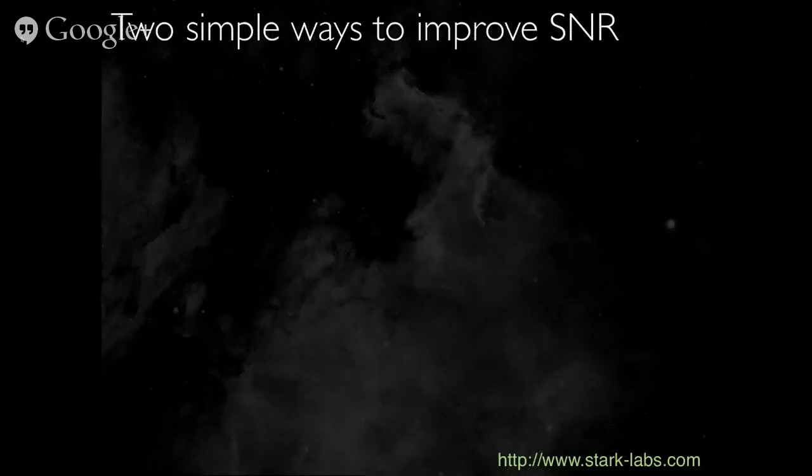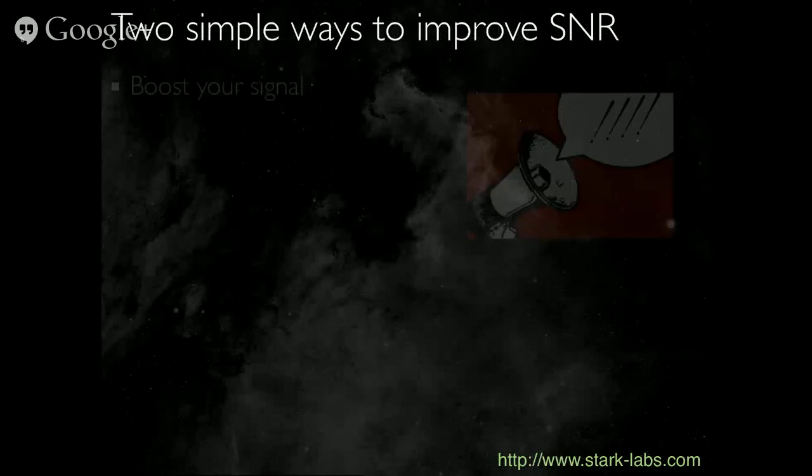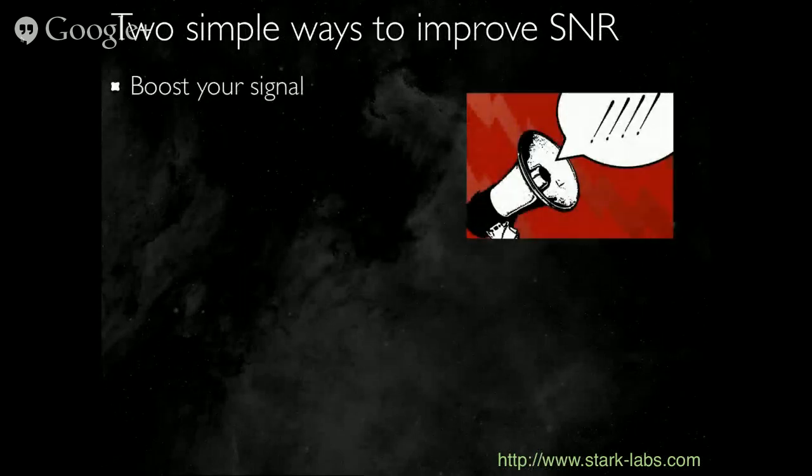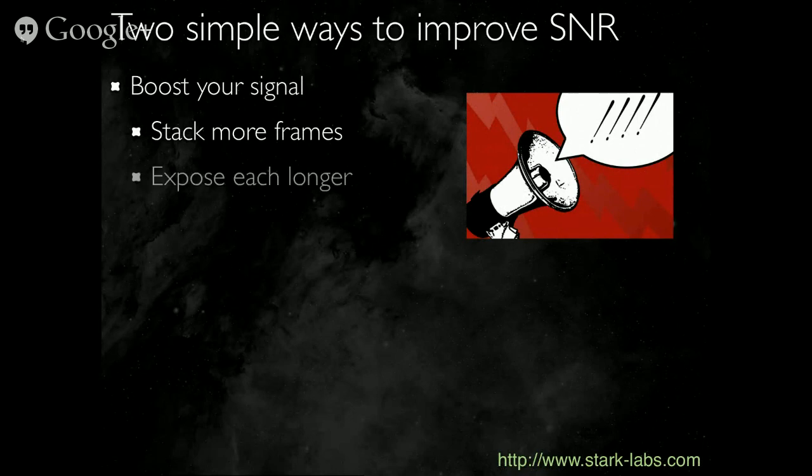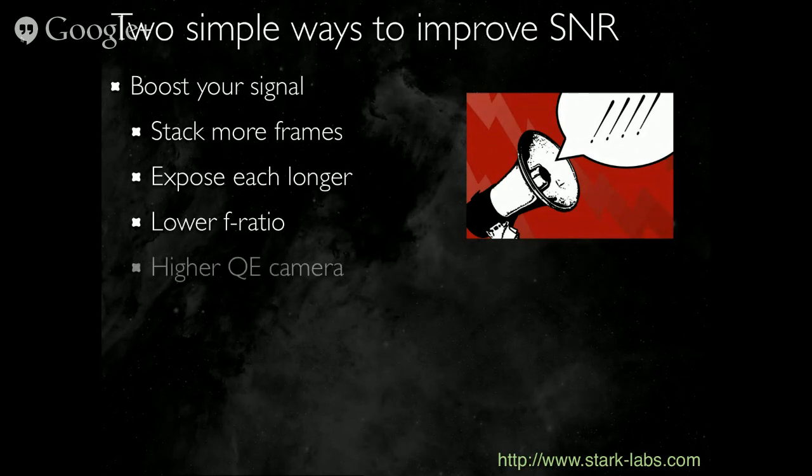Okay, so I started off all of this by saying that there were two simple ways you could improve your signal to noise. You could boost your signal, or you could drop your noise. By boosting the signal, we can do things: we can stack more frames, we can expose each image longer, we can lower our F ratio to get more photons from the sky to hit each pixel, and we can use a higher QE camera to convert more of those photons into electrons.